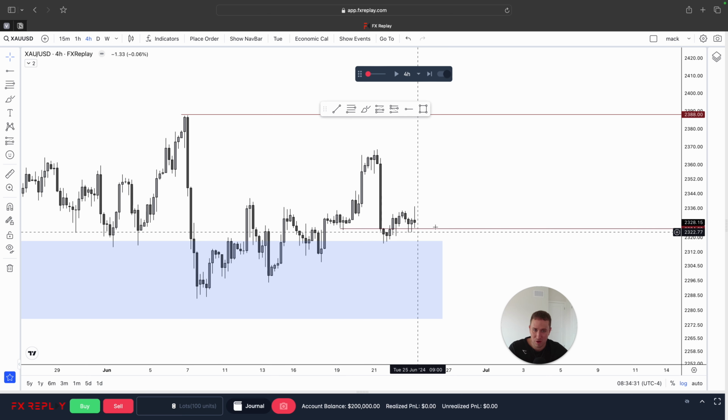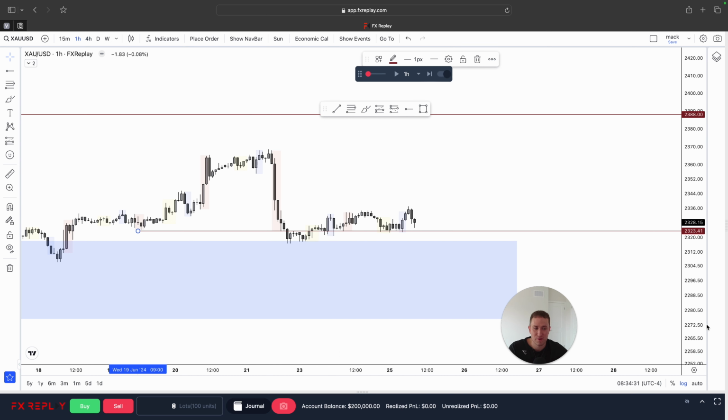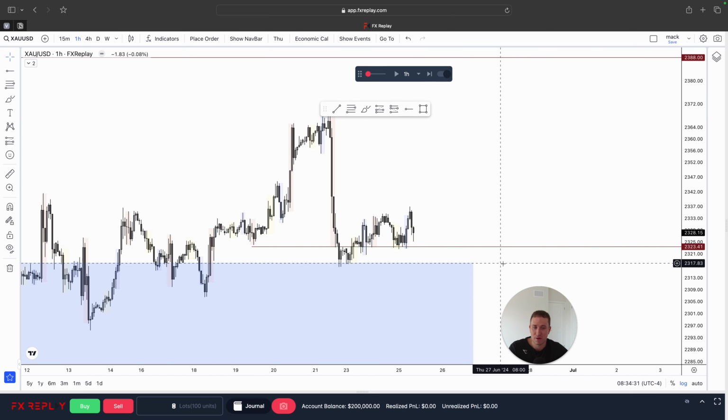So here for gold, I only like to long when we run liquidity. Here we have an area where we ran liquidity, and we're starting to create a shift to the upside. So this is when we can start to look for longs.